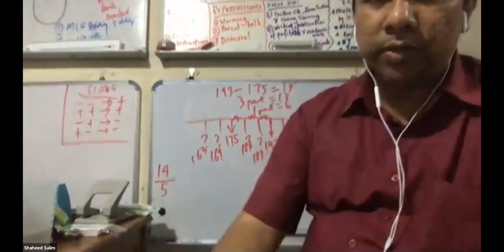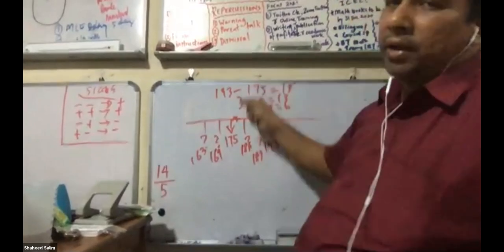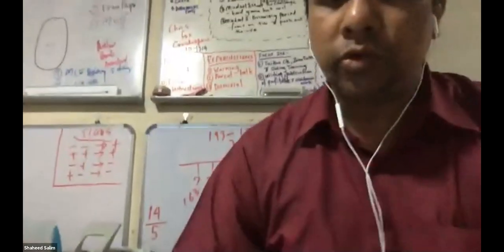Okay? Easy enough. Choose 2 points. Bigger number minus smaller number. Divide by the number of parts. You can find 1 part. That's it. You must know this. The graph skills. This is basic stuff.